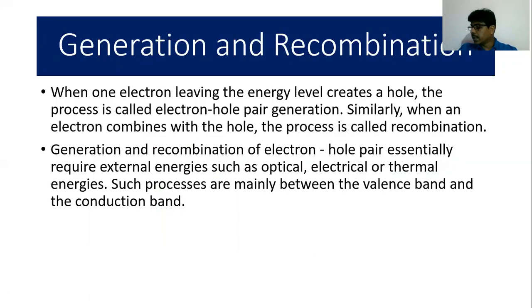We can see over here what generation and recombination are. When an electron leaving the energy level creates a hole, the process is called electron hole pair generation. Similarly, when an electron combines with a hole, the process is called recombination. Generation and recombination of electron hole pairs essentially require external energies such as optical, electrical or thermal energies. Such processes are mainly between the valence band and the conduction band.